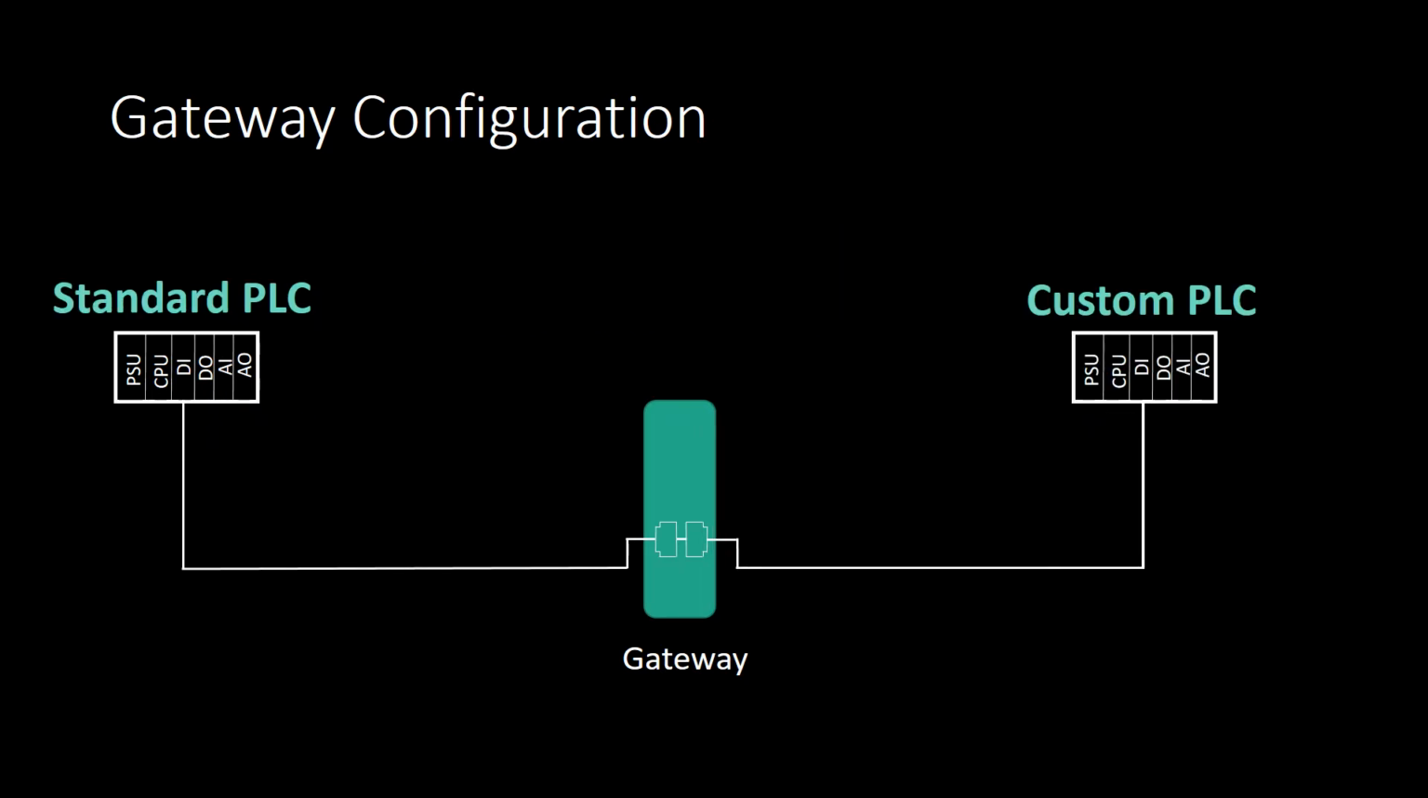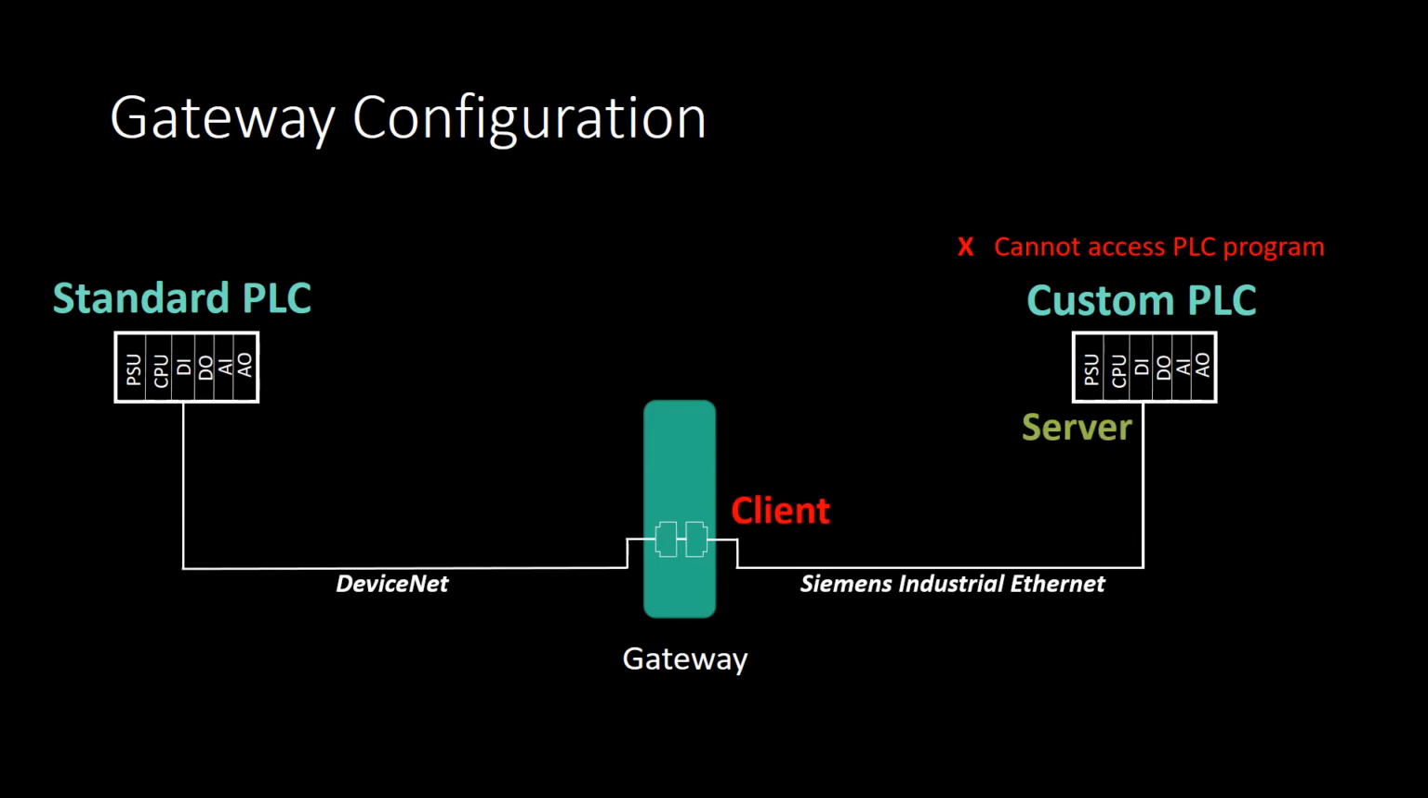In this example, communications is desired between a standard PLC running DeviceNet and a custom PLC running a proprietary protocol. The custom PLC software is not available for configuration, so the gateway is configured as a client and the custom PLC will act as a server. As the gateway has no ladder code to execute and can be set up with a defined polling rate to the custom PLC, this will provide fast, consistent communications on this side of the network.